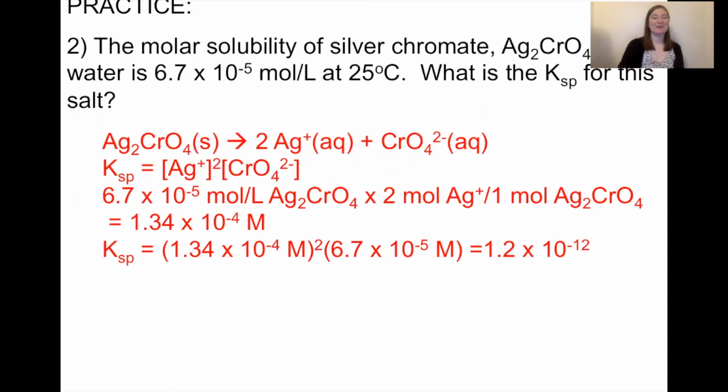Good. Okay, so our KSP, we can plug in the 2 concentrations, right? The concentration of chromate is just the same as the concentration of the original silver chromate, because they're a 1-to-1 ratio. So I'm plugging in this doubled concentration of silver, and then that also gets squared, and then that gets multiplied times the concentration of chromate, and that should give you 1.2 times 10 to the negative 12. Good. Go ahead and take a minute to answer the next 2 problems.